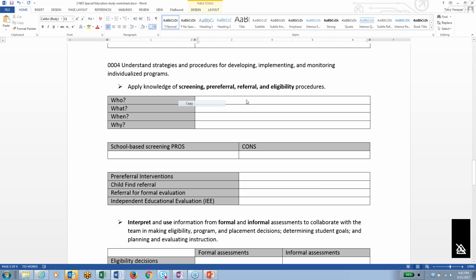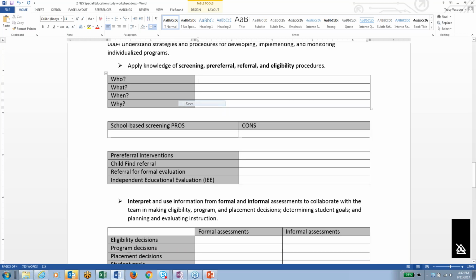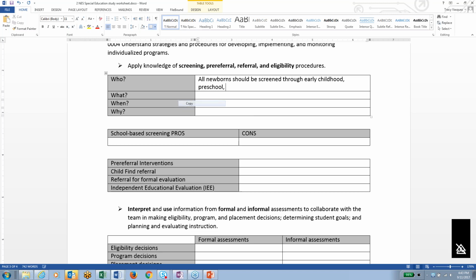Otha? I would say children with hearing impairments, like hearing screenings. Yes, they certainly do. We're going to start here with all newborns. They should be screened through early childhood, preschool, and school years. Certainly when there are problems that prompts screening, but really all newborns should be screened.